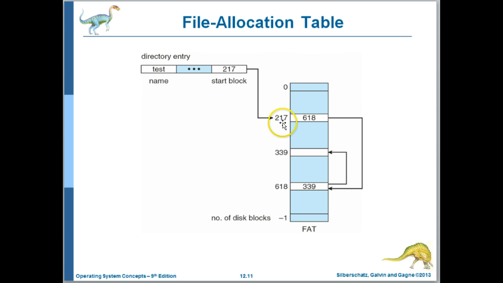So entry 217 has a pointer to 618, so the second block of the file is block 618 out on disk. Then we would go to FAT entry 618 to find out that 339 is the third block of the file. And it looks like there may be a problem with this figure as well. Let's assume that the pointer entry at offset 339 is -1, indicating that 339 is the last block of the file.